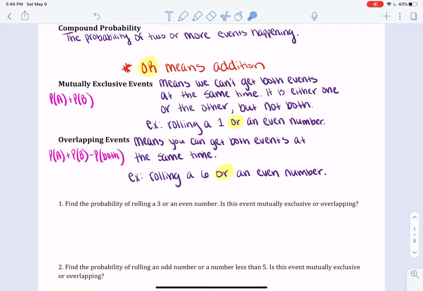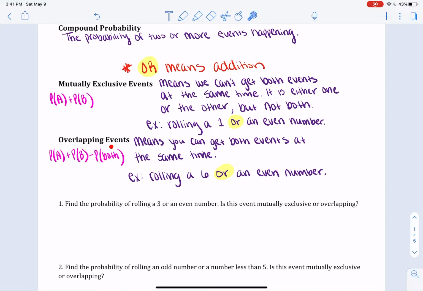So, for example, if you were rolling a dice, numbers 1 through 6, what's the probability of rolling a 1 or an even number? Well, you could roll a 1, a 1 out of 6 chance, or an even number, which is a 3 out of 6 chance. But could both of those happen at the same time? Well, no, because 1 is not an even number. So those are mutually exclusive, and that's where we would just add our two probabilities together.